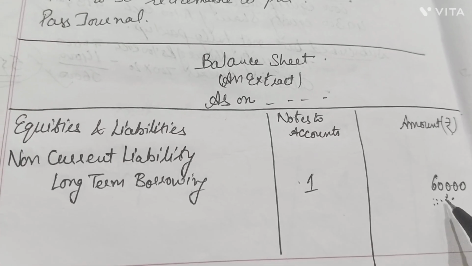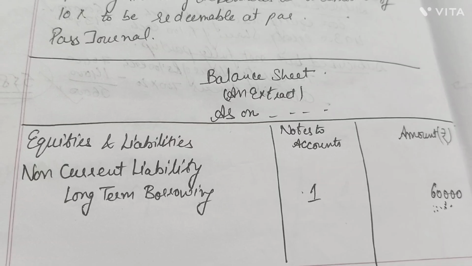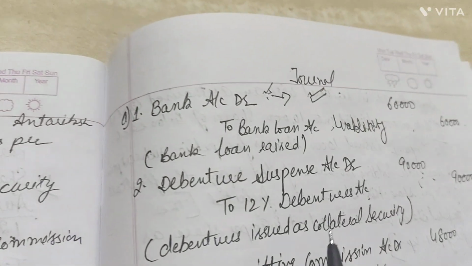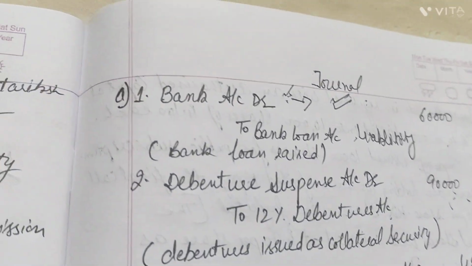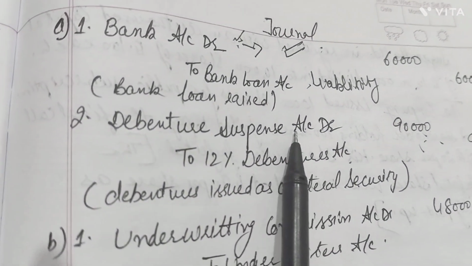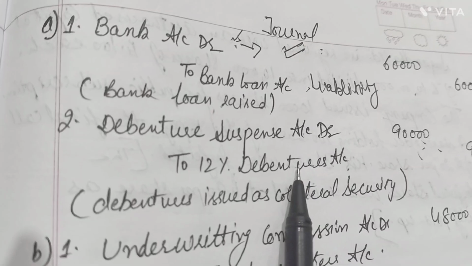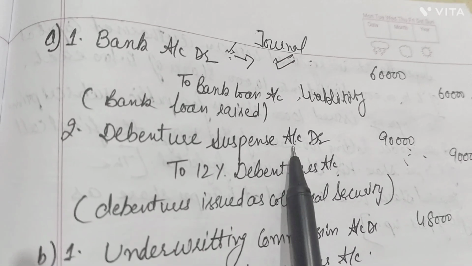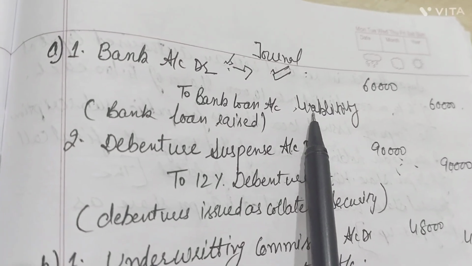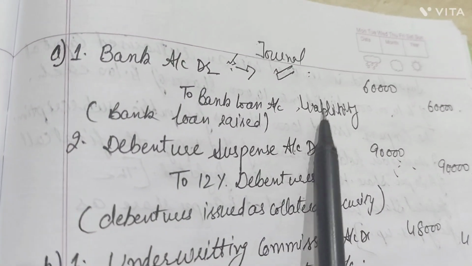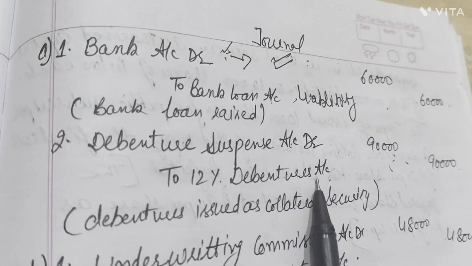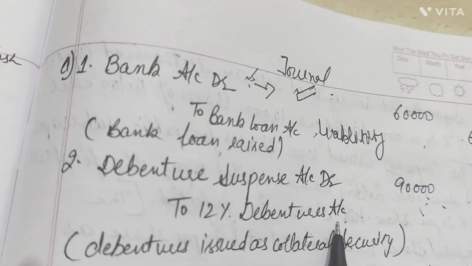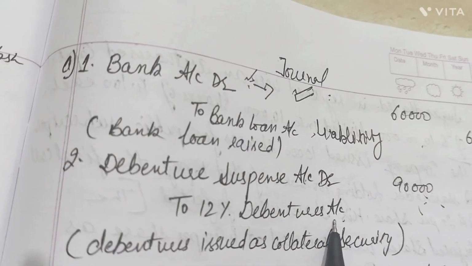So the point we have discussed here is that if the debentures are issued as a collateral security, and we are supposed to pass a journal, then the debenture suspense account is debited and the debentures account is credited. This full amount is cancelled against each other, and that's why we are left with the bank loan value here, right? So this is the one case for the collateral security which we have discussed, that for passing the journal, this is how debentures are shown in the balance sheet.